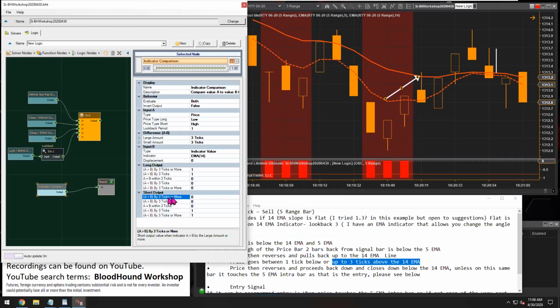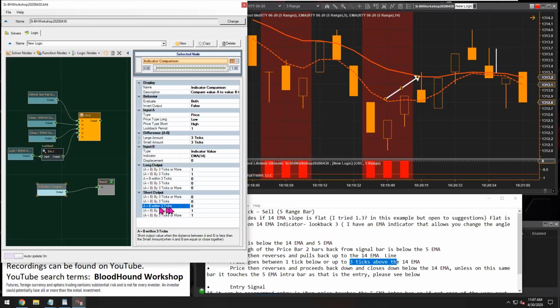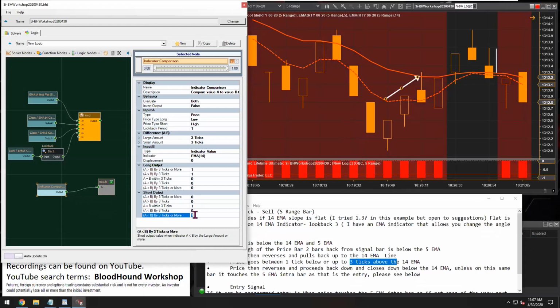No, we're not looking for 3 ticks or more. We're looking for up to, so in other words 3 ticks or less, no more than 3 ticks above. So we're basically looking for this A equals B, within 3 ticks. We don't want A to be greater than B by 3 ticks. We're looking for this A equals B within 3 ticks here. So we're going to set that on and turn these others off.